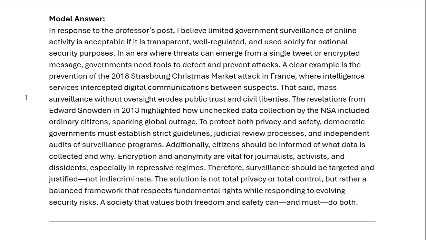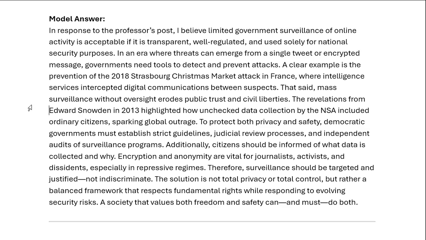That said, mass surveillance without oversight erodes public trust and civil liberties. The revelations from Edward Snowden in 2013 highlighted how unchecked data collection by the NSA included ordinary citizens, sparking global outrage. To protect both privacy and safety, democratic governments must establish strict guidelines, judicial review processes, and independent audits of surveillance programs. Additionally, citizens should be informed of what data is collected and why.